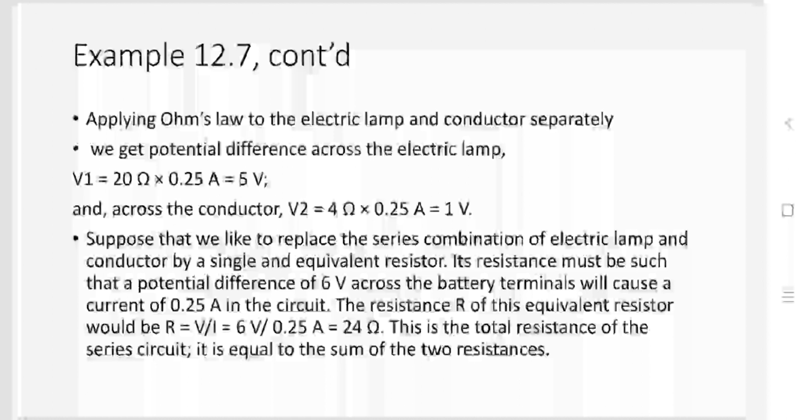Right? Suppose that we like to replace the series combination of the electric lamp and conductor by a single equivalent resistor. Its resistance must be such that a potential difference of 6 volt across the battery terminals causes a current of 0.25 ampere in the circuit. So the resistance is V by I, 6 volt divided by 0.25 ampere equals 24 ohm, which is our equivalent series connection R1 plus R2, the sum of the individual resistors.